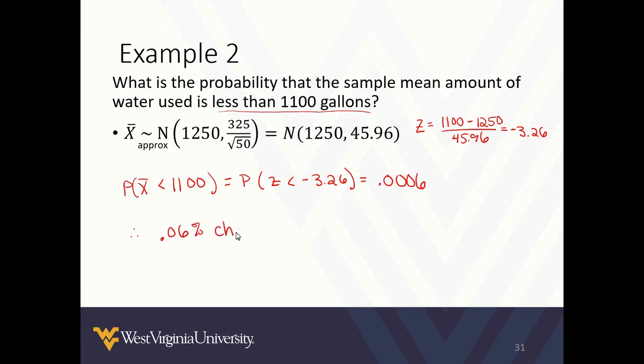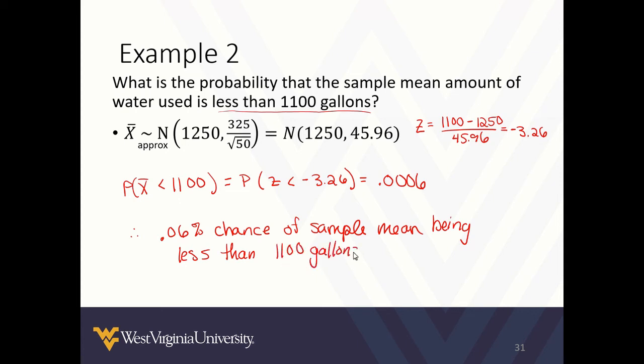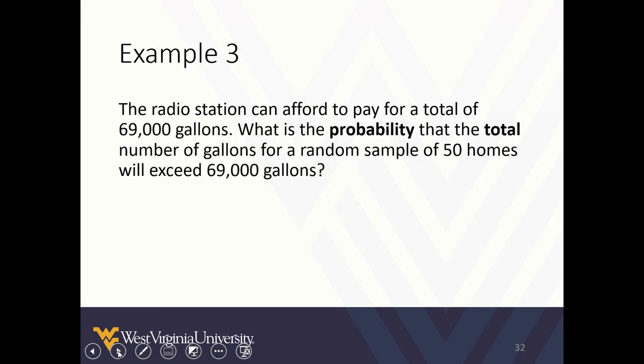So therefore, for us, that means we have a 0.06% chance of our sample mean being less than 1,100 gallons, which for us would clearly be a very small percentage and unlikely to occur.